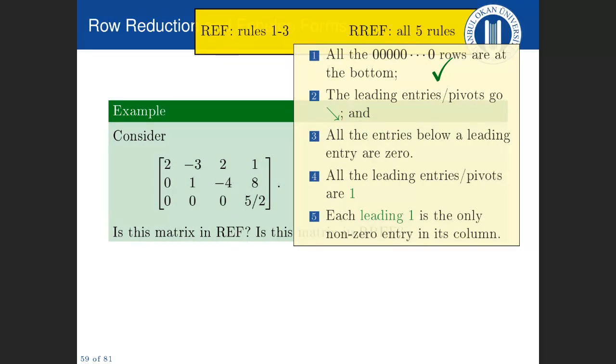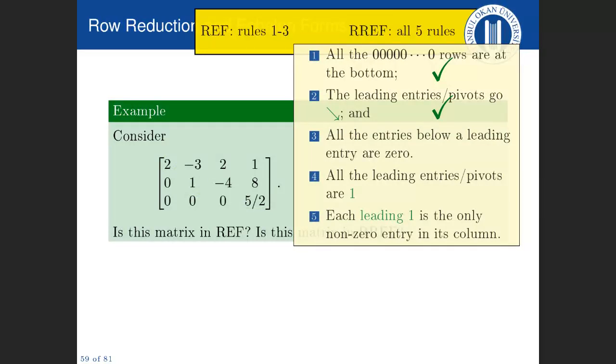Rule number 2, the leading entries or the pivots go diagonally down to the right. Where are the pivots? 2, 1, and 5/2. Yes, every time we go down, we also go to the right. So rule number 2 is satisfied. What about rule number 3? All the entries below a leading entry are 0. Let's see. Underneath the 2, I've got 0, 0. Underneath the 1, I've got 0. And underneath the 5/2, there's nothing. Yes, rule number 3 is satisfied. So this matrix is in REF.